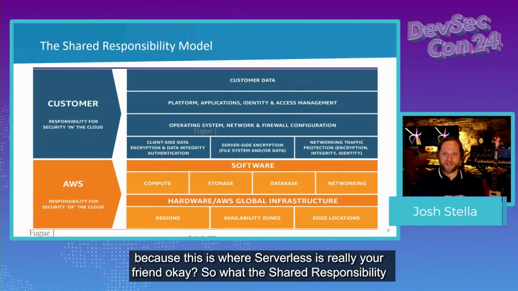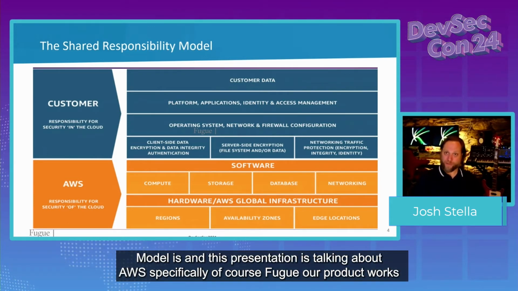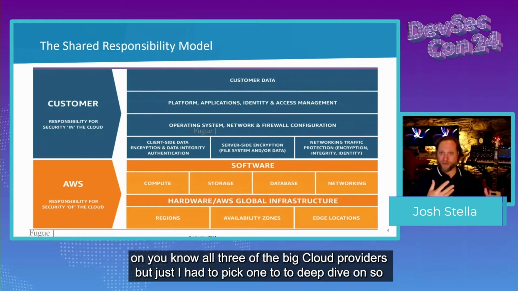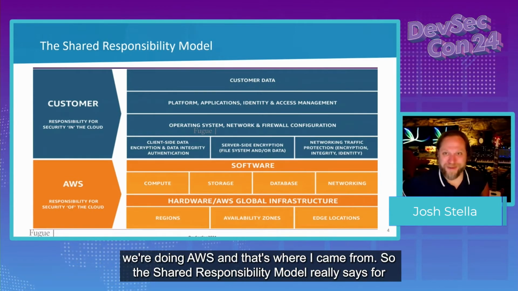All right, I want to talk about the shared responsibility model in cloud, because this is where serverless is really your friend. This presentation is talking about AWS specifically. Of course, Fugue, our product, works on all three of the big cloud providers, but I had to pick one to deep dive on. So we're doing AWS, and that's where I came from.